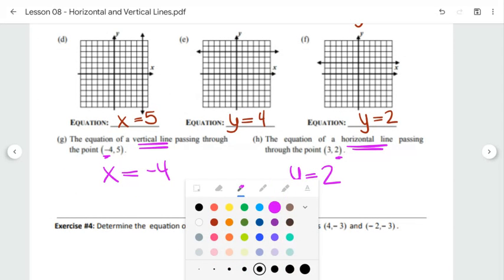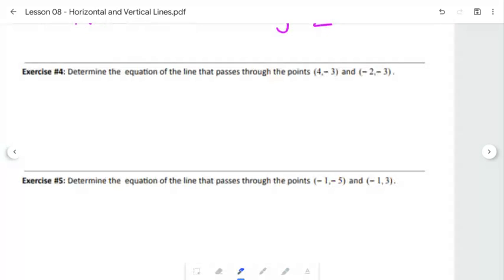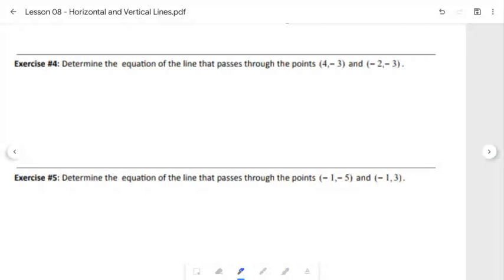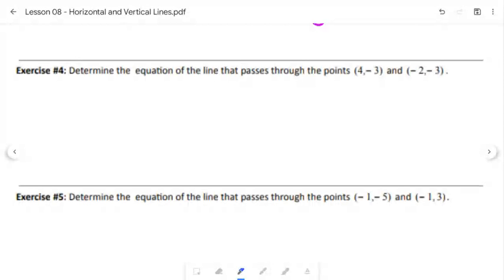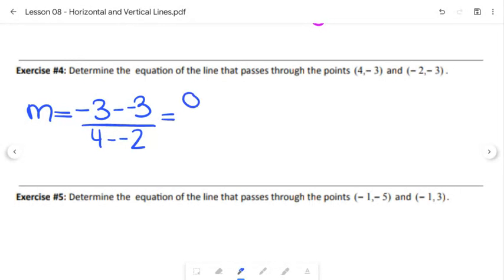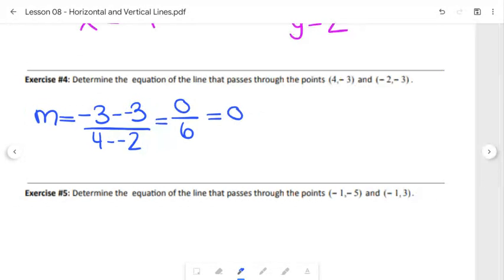Now in the next part of this, we're going to connect it to what we were doing with the equations of the lines already. So we can determine the equation of the line that passes through the points 4, negative 3, and negative 2, negative 3. What we could do is first look at the slope, right? We could take negative 3, subtract a negative 3, over 4, subtract a negative 2. I end up with 0. Double negative makes a positive, over 6, and I get 0. Okay, so I have something with a 0 slope. So I should know automatically that 0 slope means that my line is horizontal.